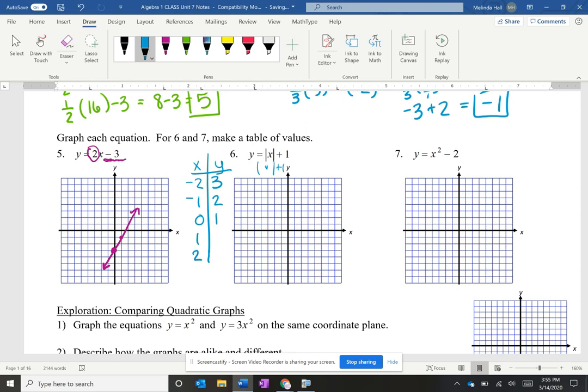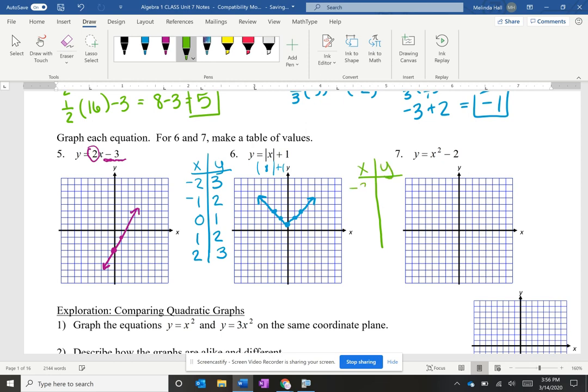When I plug in 1, though, you notice I end up with getting 2 again, and if I plug in +2, I get 3. So then we would plot those points. -2, 3 would go left 2 and up 3. -1, 2 would go left 1, up 2. Then 0, 1, 1, 2, and 2, 3. And so absolute value graphs actually look like little V's. Boop.